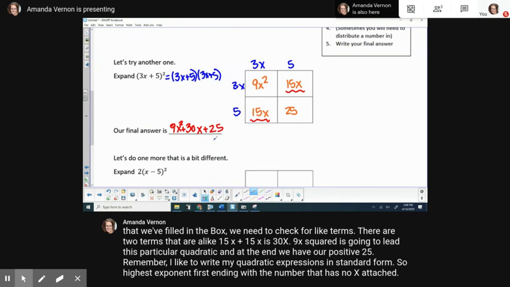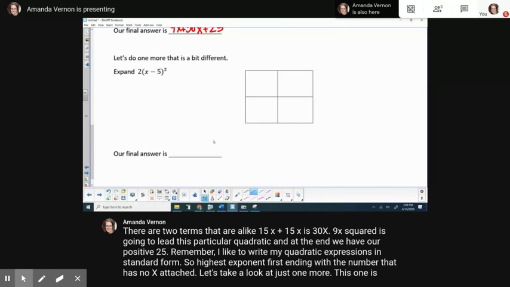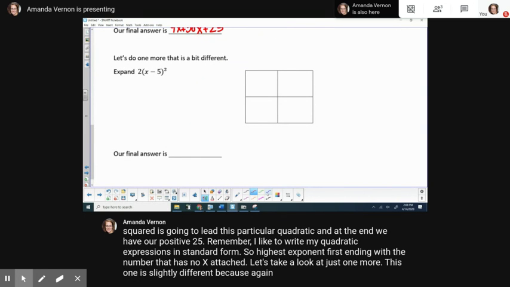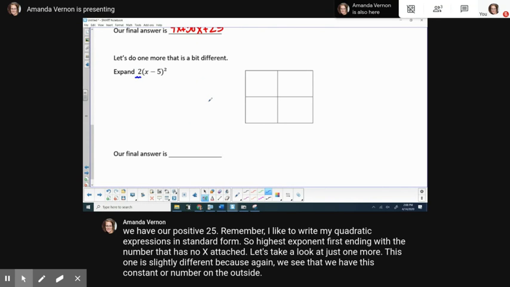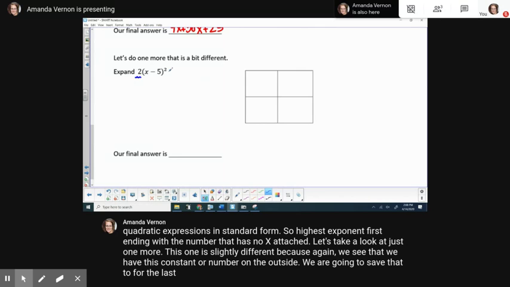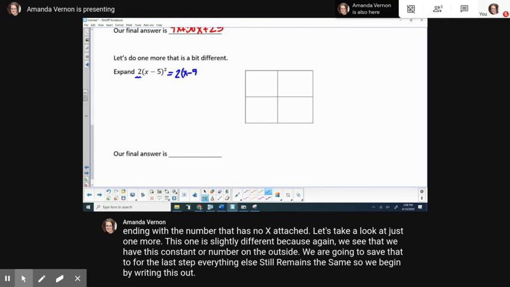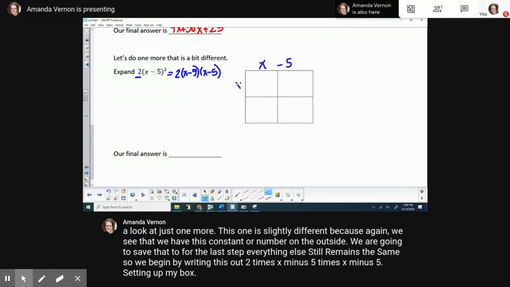Let's take a look at just one more. This one is slightly different because, again, we see that we have this constant or number on the outside. We are going to save that 2 for the last step. Everything else still remains the same. So we begin by writing this out. 2 times x minus 5 times x minus 5. Setting up my box, x minus 5 along the top and x minus 5 along the side.